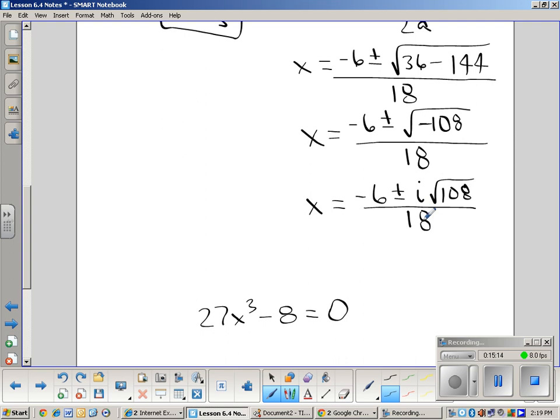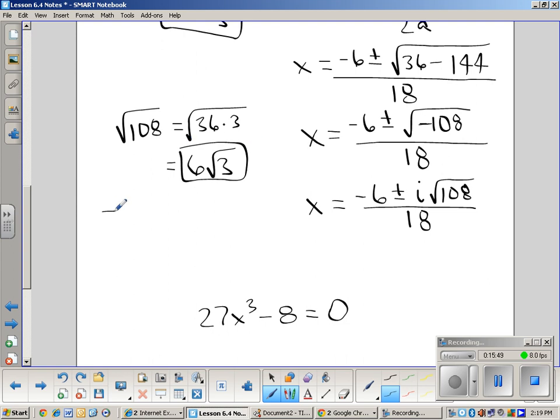Now, some of you are going to stop there, and I've already told you, Mrs. Mills and I agree. It's not a big deal if you don't always know how to rationalize or simplify that in this case. But the rest of you are not bad at this, and you should continue to go. 108 is 36 times 3, and the square root of 36 is 6, and the square root of 3 is the square root of 3. So the square root of 108 reduces to this.